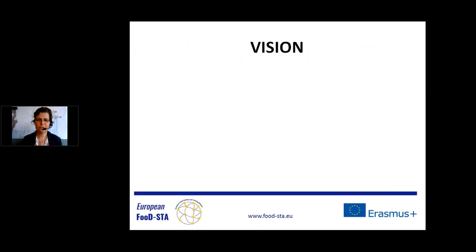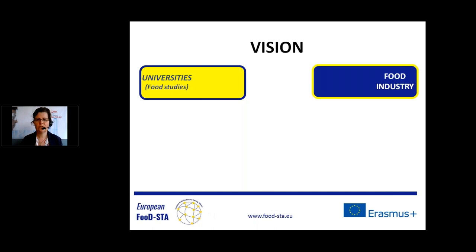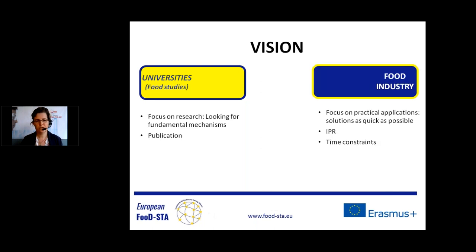What is the vision of Foodstar? We see knowledge in universities and we see knowledge in food industry. In universities, the focus is on research, looking for fundamental mechanisms and on finding novelties for publication. In food industry, the focus is on the solution for practical problems. It's also about intellectual property rights and time constraints are really significant in food industry. So there's a gap in these two different approaches, which the consortium of Foodstar wants to close.